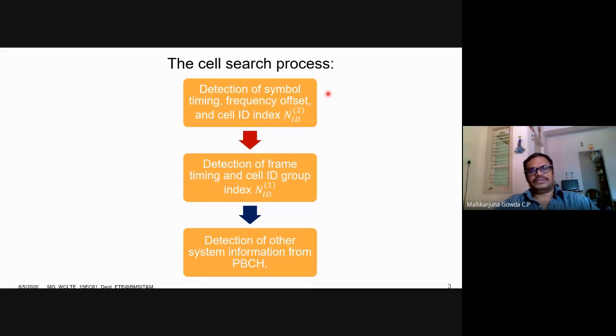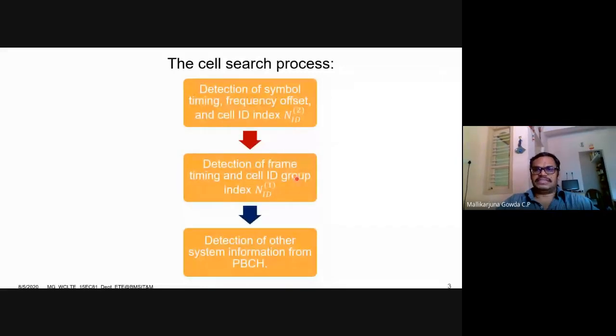So I would like to repeat this first. In the first step, it will do the detection of symbol timing, as well as the cell ID index. That is done by using the primary synchronization signal. Then the secondary synchronization signal will do the frame timing as well as the cell ID group index NID1. Then other system information will be detected from the PBCH. So these are the three steps involved in the cell search process. And as I said, in PSS, the Zadoff-Chu sequence is used for generating the primary synchronization signal.